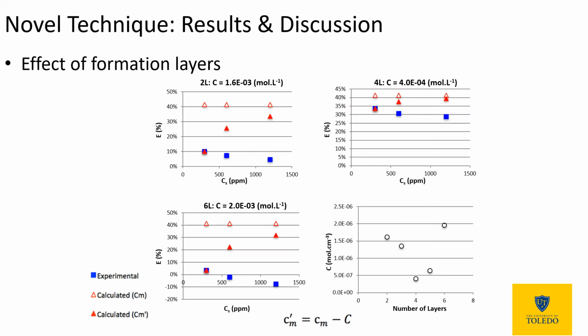What's shown here are plots of enrichment versus salt concentration for a 2-layer membrane in the upper left, a 4-layer in the upper right, and a 6-layer membrane in the lower left. The enrichment measured experimentally is shown with the blue squares, and the theoretical prediction based upon the Donnan equilibrium is the unfilled red triangles. What you can see is there's a big difference between the two in all cases.